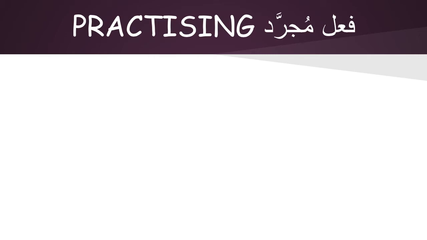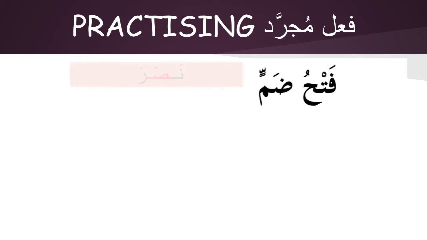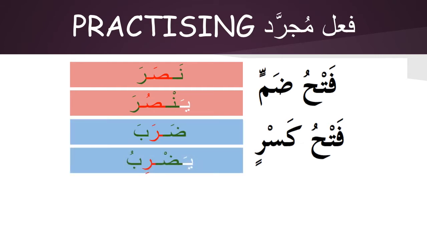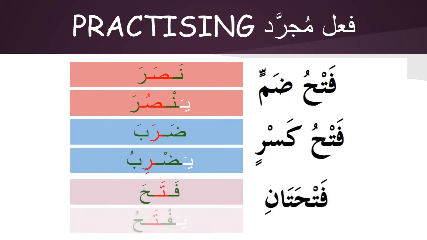Fatahu dammin nasara yansuru, fatahu kasarin daraba yadribu, fatahatani fataha yaftahu. So that's how easy it is to remember. Fathu dammin, fathu kasrin, fatahatani is nasara yansuru, daraba yadribu, and fataha yaftahu.